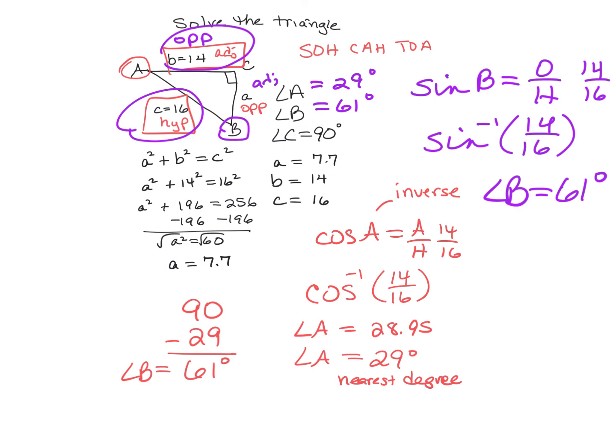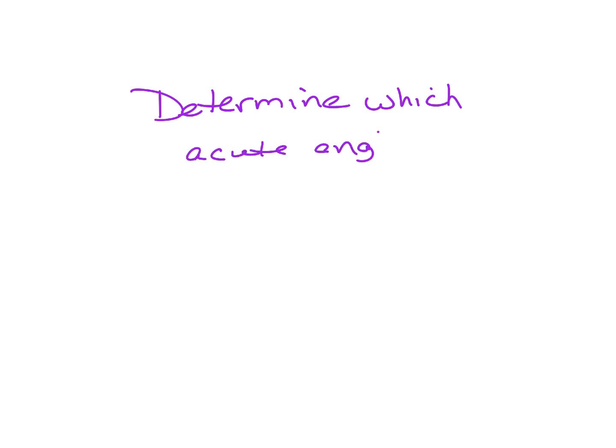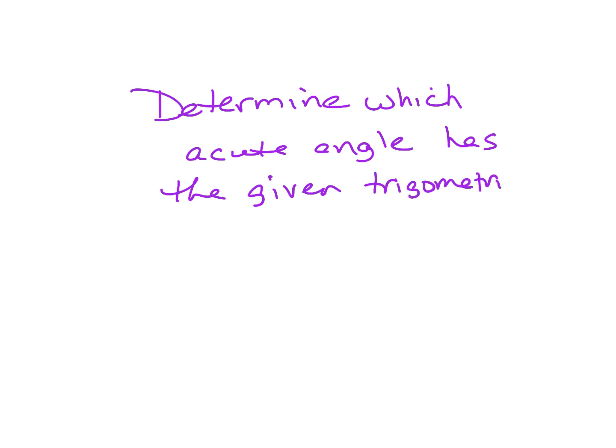Now, I just want to clarify two things for the homework, just to make sure you understand the instructions. So I'm going to add another slide here. At the beginning of the homework, they're going to say, determine which acute angle has the given trigonometric ratio. So that's the main instructions.